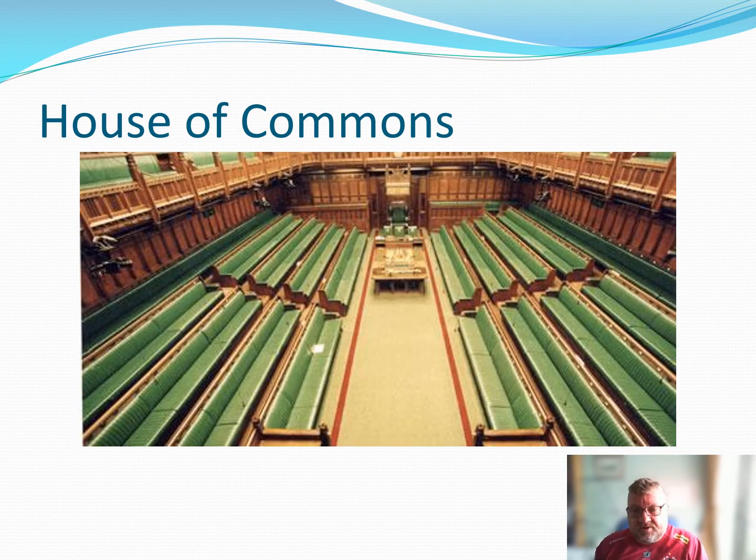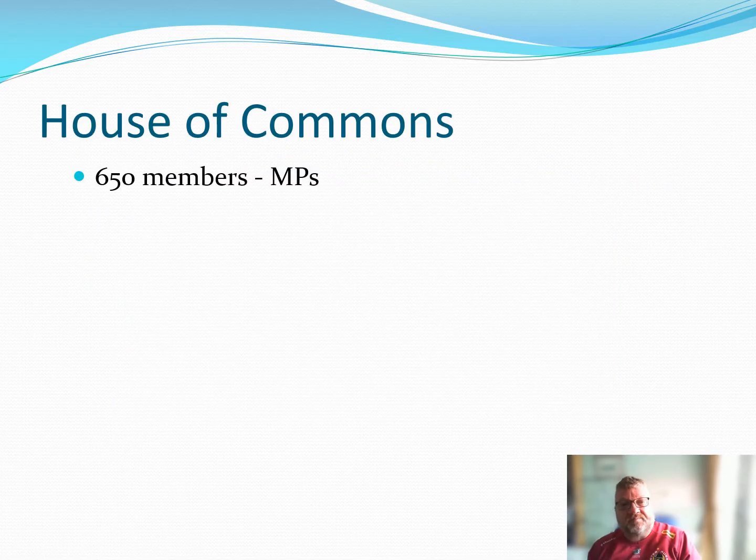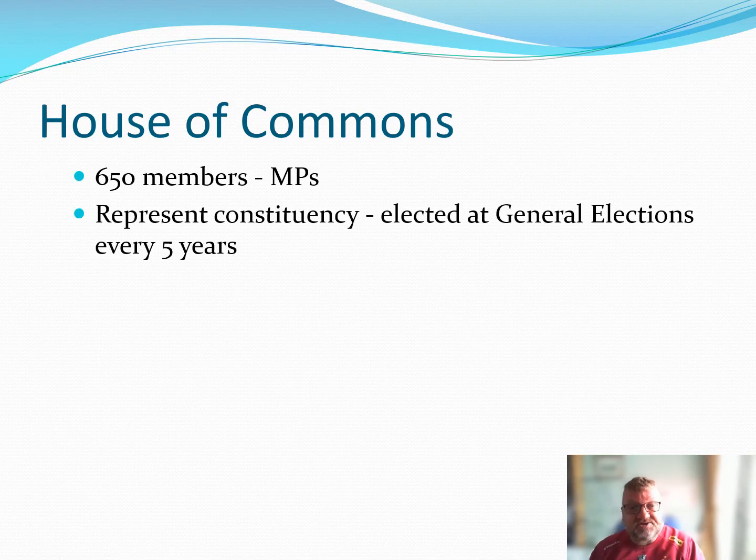So, you may or may not be aware that there are actually two houses of Parliament. We've got the House of Commons. You can always tell it's the House of Commons because it has green seats. The House of Commons is made up of 650 members who are called Members of Parliament, MPs, and they represent a constituency which elects them at a general election. In this country, general elections are held every 5 years minimum. They can be held a little bit earlier than those 5 years, but 5 years is the maximum term for a government in this country before a general election is called.